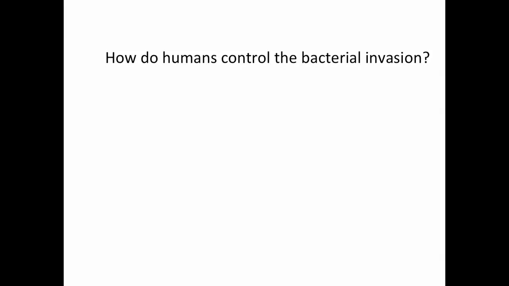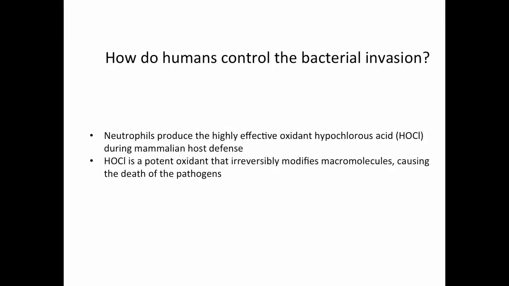So, as a take-home message, I would like to ask you the following question. How do humans control the bacterial invasion? Thank you very much for the answers. What I want you to take home is that neutrophils produce the highly effective oxidant hypochlorous acid, HOCl, during mammalian host defense, and that HOCl is a potent oxidant that modifies macromolecules like proteins and thus causes the death of the pathogens.